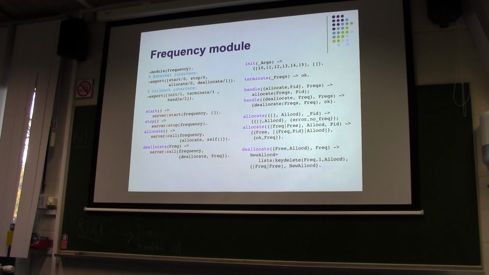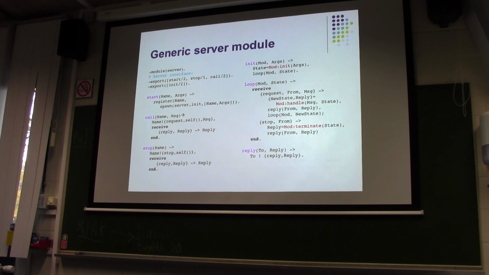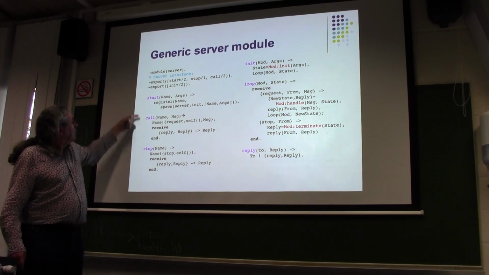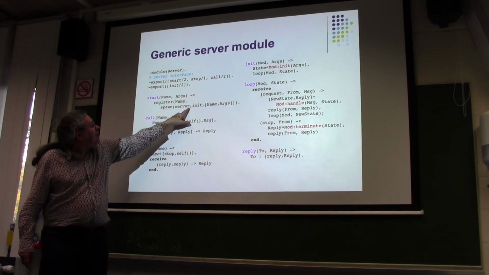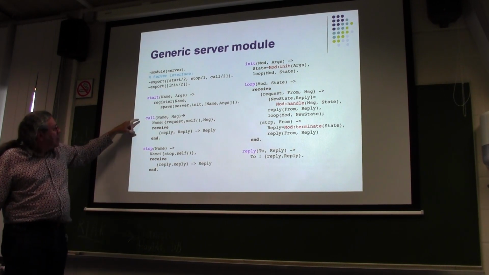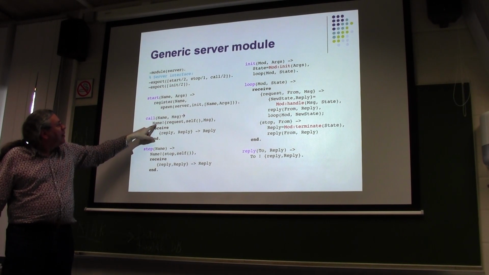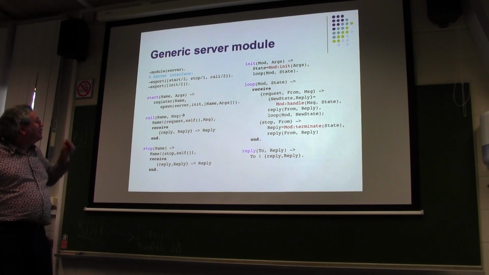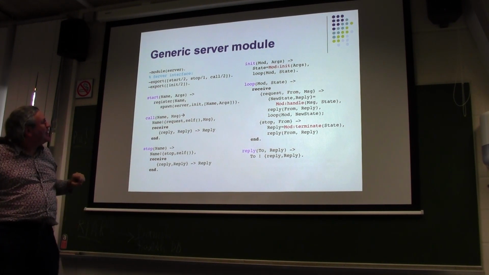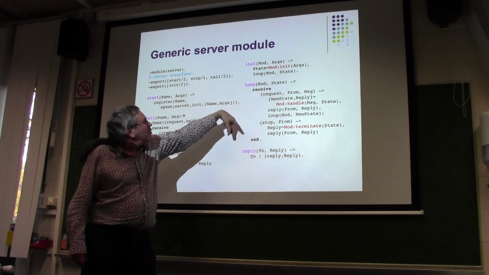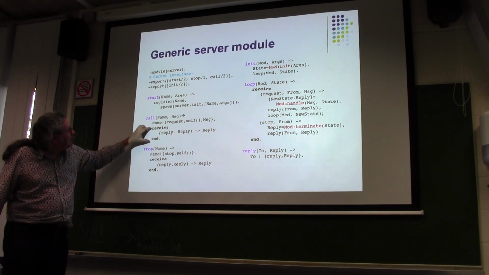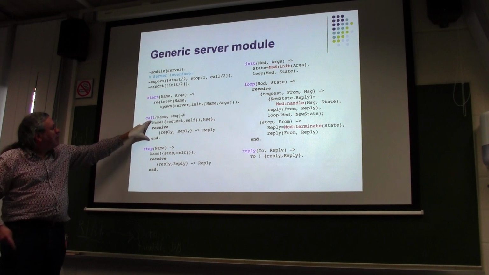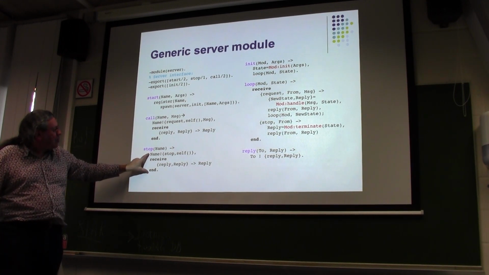And now the generic server module has start, stop, and call. So start will spawn the server and register it to the name. Call will call the server and receive the reply. Okay? Basically, it goes through the loop here. So this is like an RPC. I send and I receive, so I'm doing a round trip here. And stop will stop everything, okay?